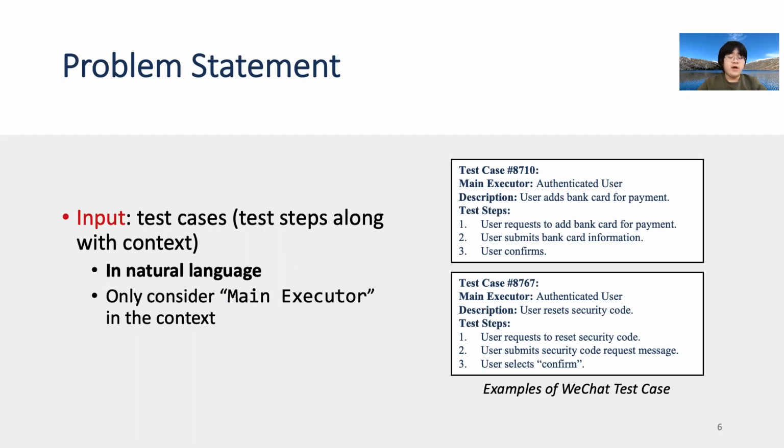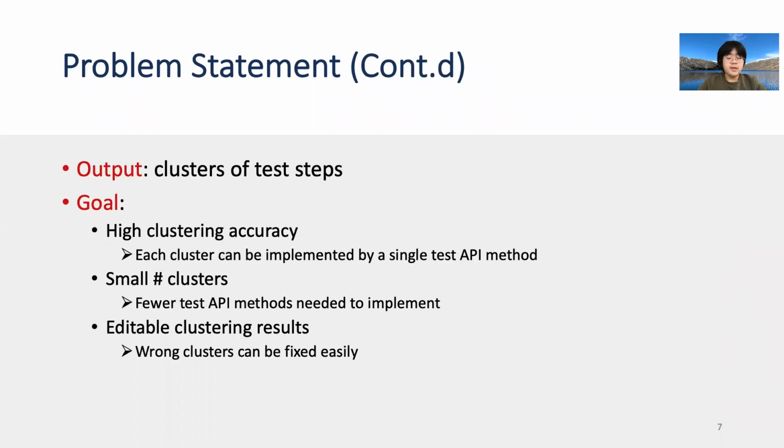Empirically, we found that the only useful information in the context that can decide the clustering results is the main executor field that describes the user identity of the test scenario. Therefore, we only consider the tuples of test step and main executor as the inputs. The outputs are the clusters of these test steps.